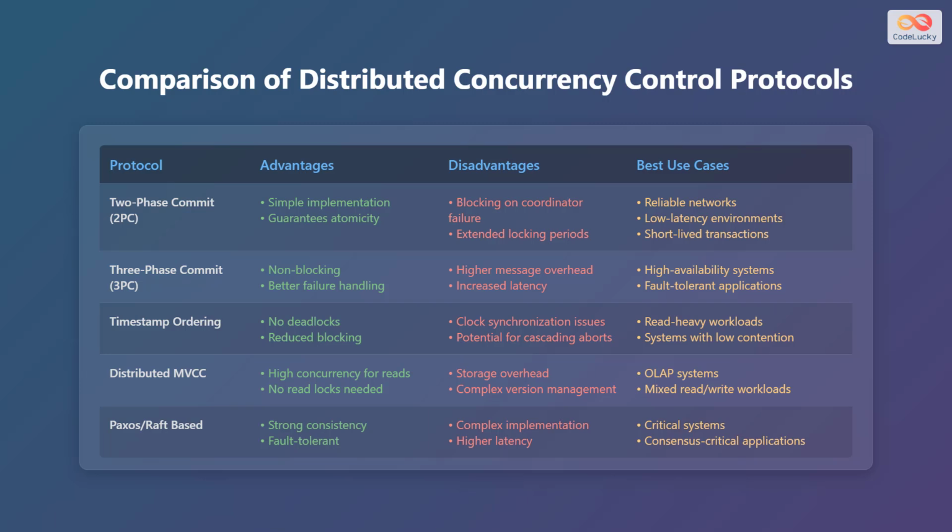Finally, Paxos or Raft-based systems have the advantage of strong consistency and being fault-tolerant. Disadvantages include complex implementation and higher latency. It is best used in critical systems and consensus-critical applications.